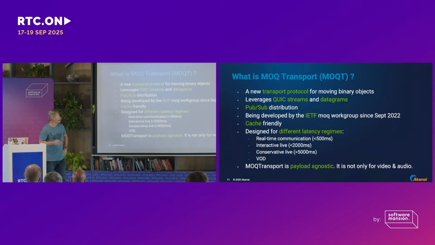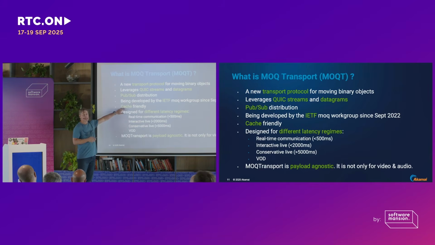So what is MOQ transport? It's a transport for moving binary objects, not only video. You can move database objects, you can move camera controls, you can move drone controls. It doesn't care what's the payload of the object you're moving. It's pub/sub, meaning I publish data and I subscribe data into a network of interconnected nodes. It's cache-friendly, meaning we cache whatever is moving through it, and you can go back and ask for it later.